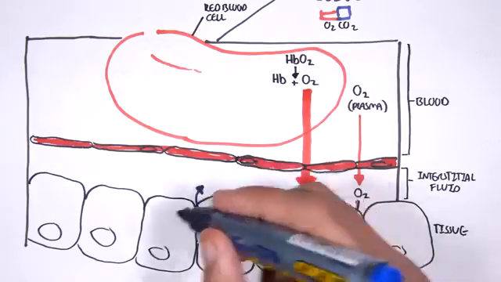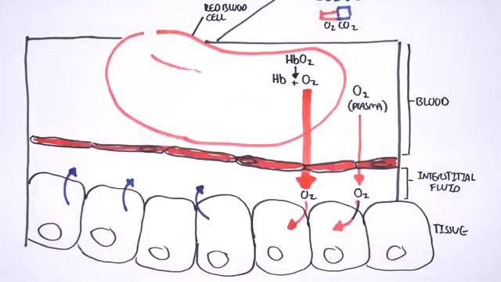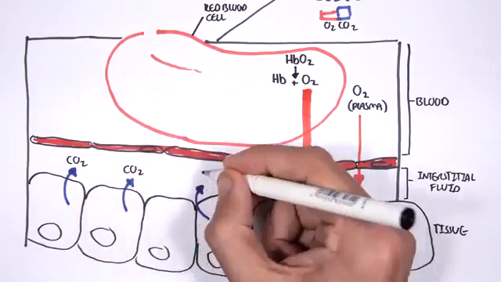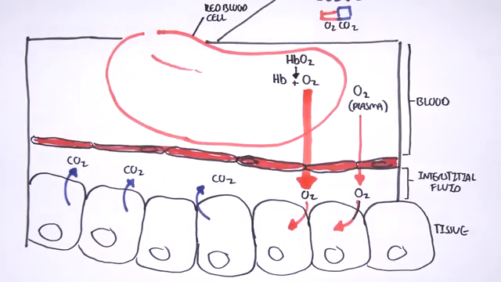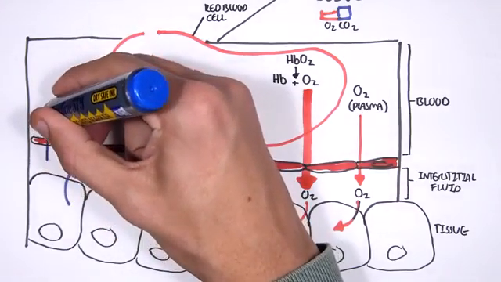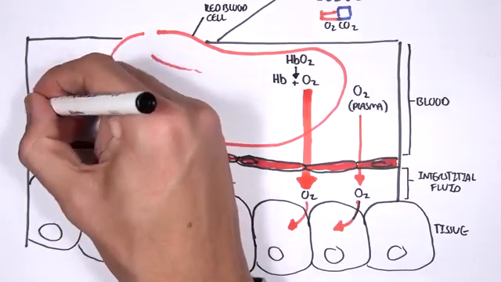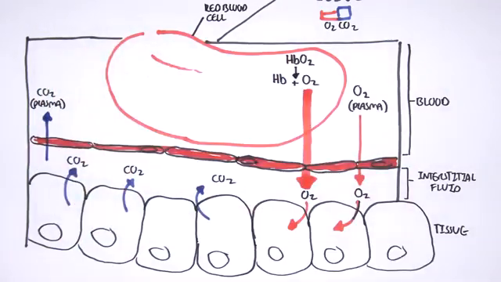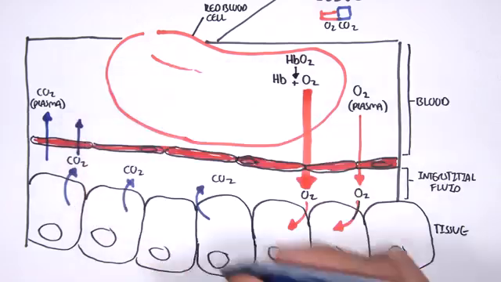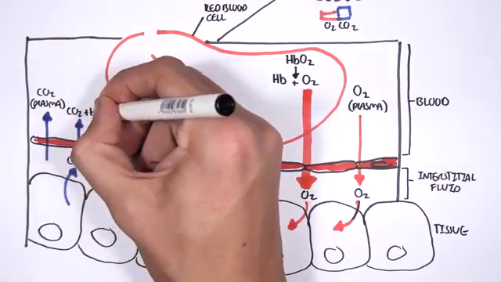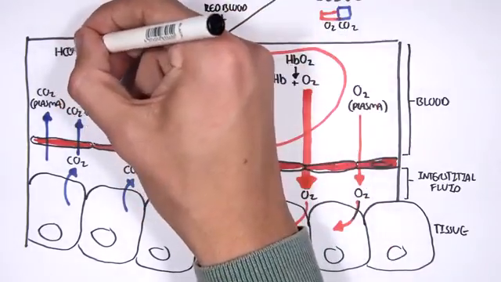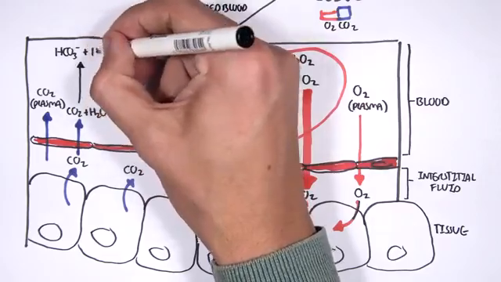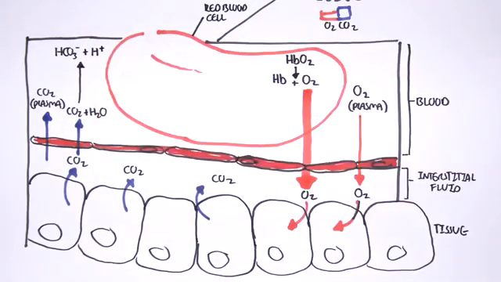Now let's look at carbon dioxide, because the tissues form carbon dioxide as a byproduct after using oxygen. Some of the carbon dioxide, a very small amount, can just enter the blood and be transported through plasma. Some of it can enter the blood, react with water, and through a slow process form bicarbonate and hydrogen ions. So carbon dioxide in this case is being transported as bicarbonate.